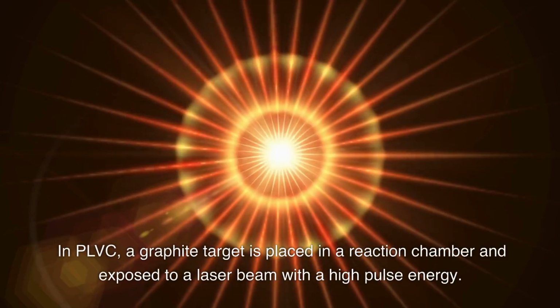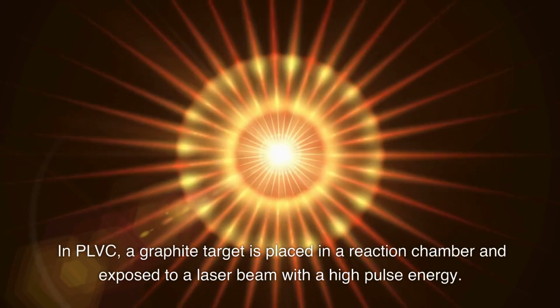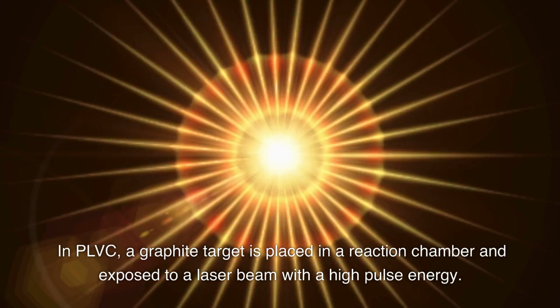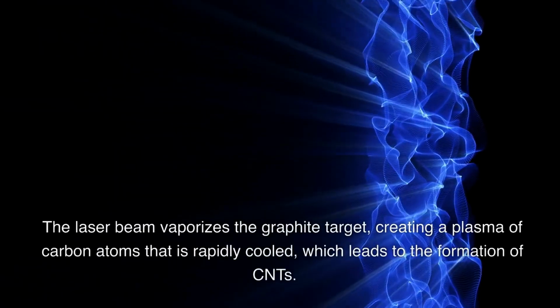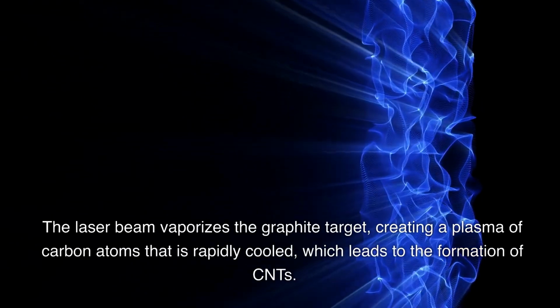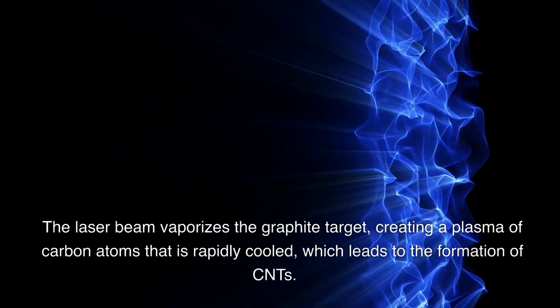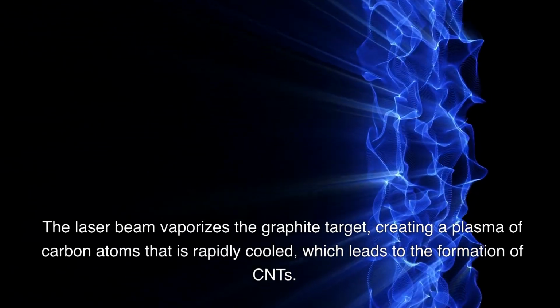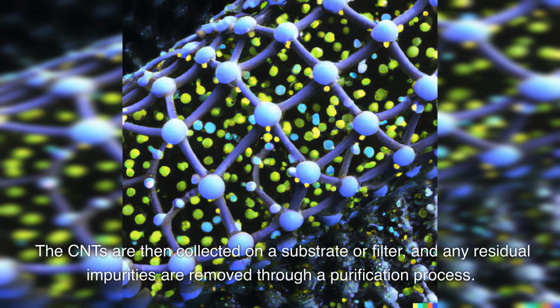In PLVC, a graphite target is placed in a reaction chamber and exposed to a laser beam with a high pulse energy. The laser beam vaporizes the graphite target, creating a plasma of carbon atoms that is rapidly cooled, which leads to the formation of CNTs. The CNTs are then collected on a substrate or filter, and any residual impurities are removed through a purification process.